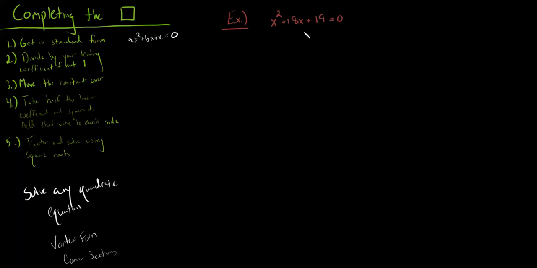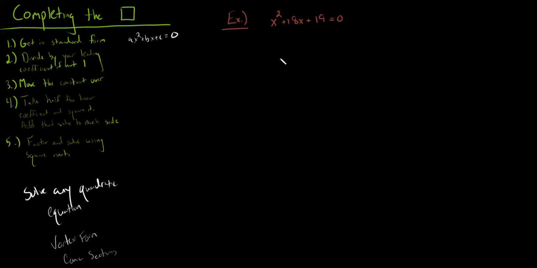Now your next step is to divide by your leading coefficient if it is not 1. You actually cannot complete the square if your leading coefficient is not 1. So if it's not 1, divide everything through by whatever that coefficient is. But in this case, we have a leading coefficient of 1, so we don't have to worry about that. Don't worry, we'll take a look at another example that doesn't have a leading coefficient of 1.